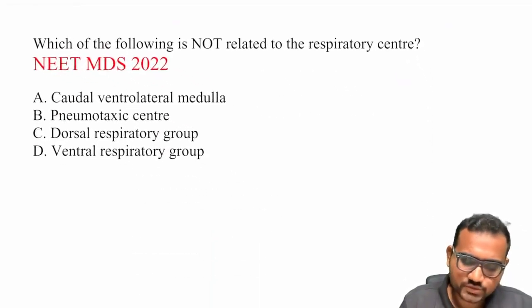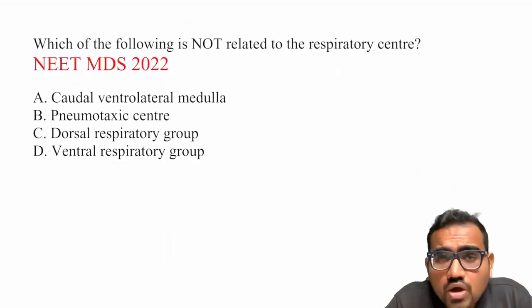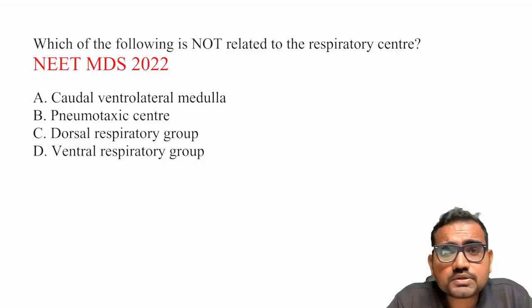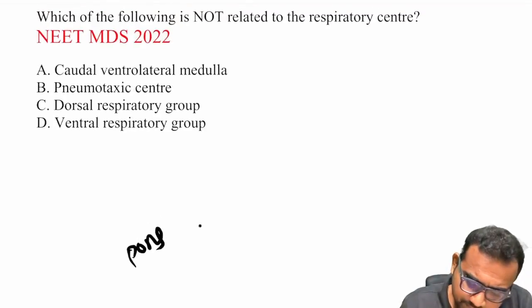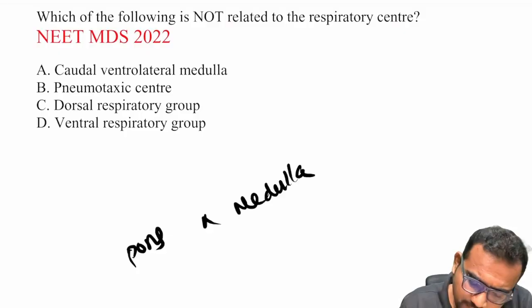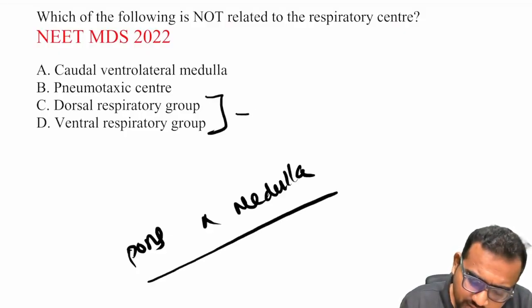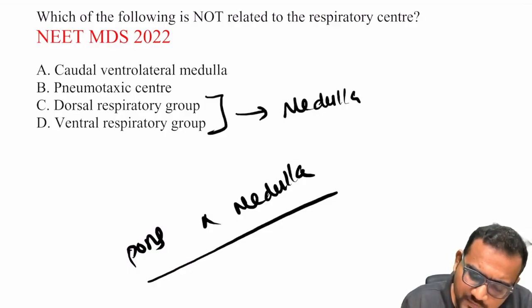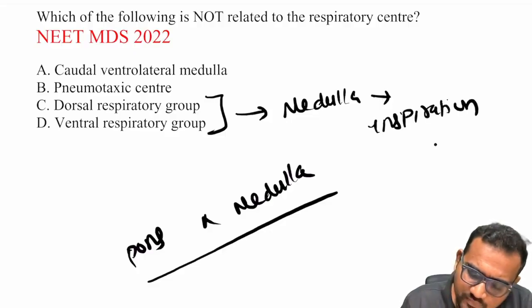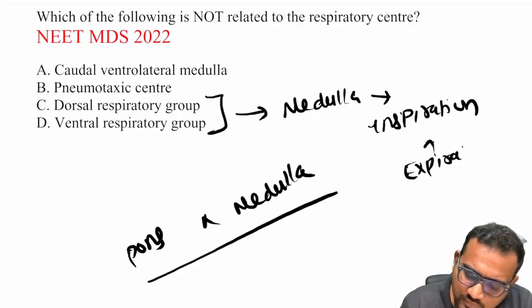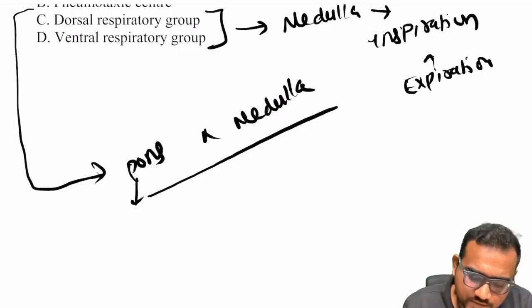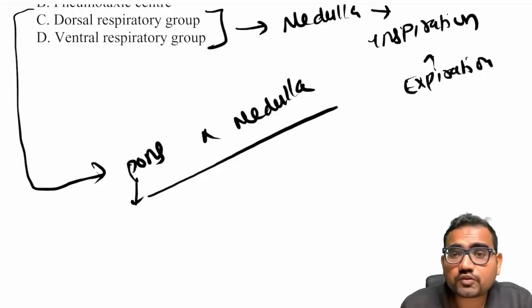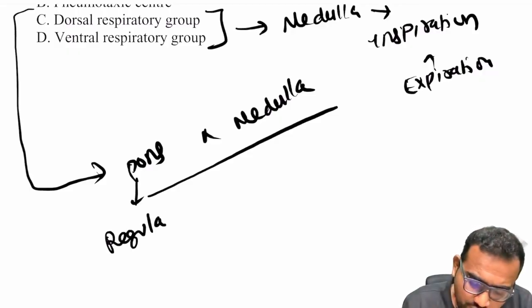Now, moving on to the next question. Which of the following is not related to the respiratory centers? See, the respiratory centers are predominantly present in the pons and medulla, right? If you look at the dorsal and the ventral respiratory groups, they are present in the medulla. They control inspiration and expiration. Whereas the pneumotaxic center is located in the pons. It controls the regulation and pattern of breathing.